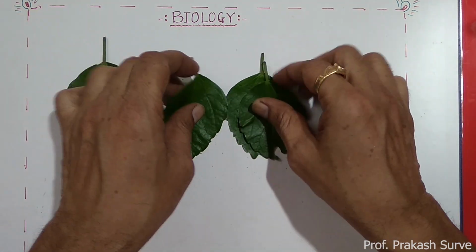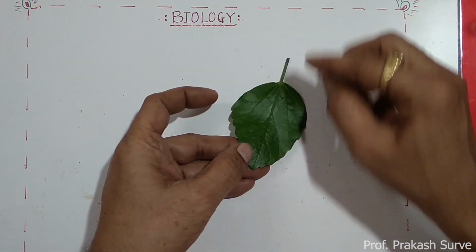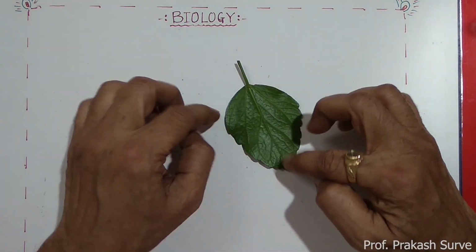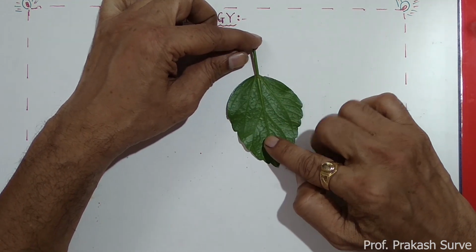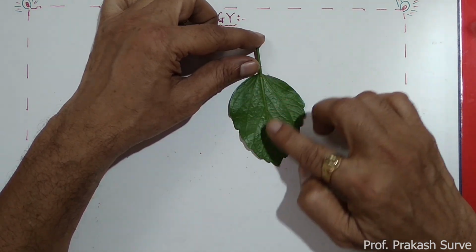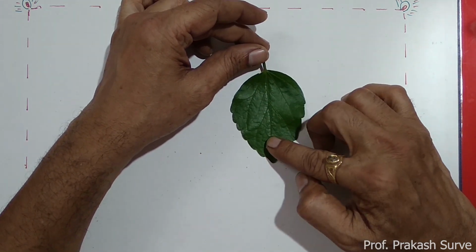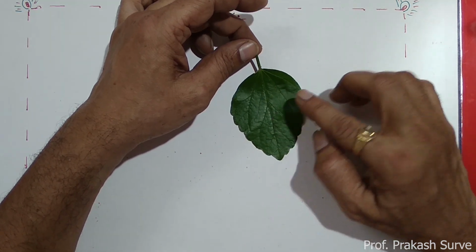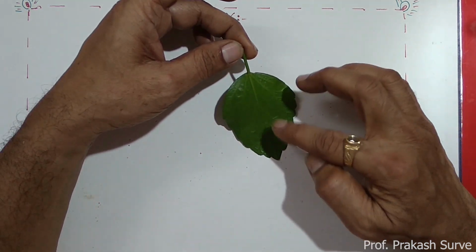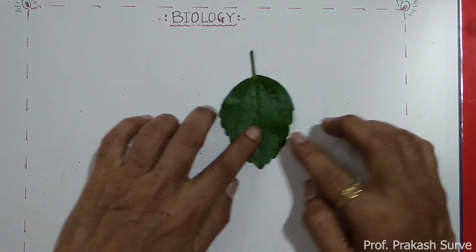What exactly we observe in the leaf: this is the upper surface of the leaf and this is the lower surface of the leaf. On the lower surface of the leaf, in case of the dicot, maximum stomata are present, while on the upper surface of the leaf fewer stomata are present. So in this experiment we have to prove that maximum transpiration is taking place through the lower surface as compared to the upper surface. Now this is my leaf A.